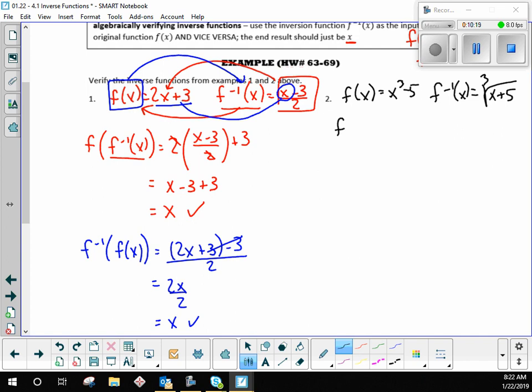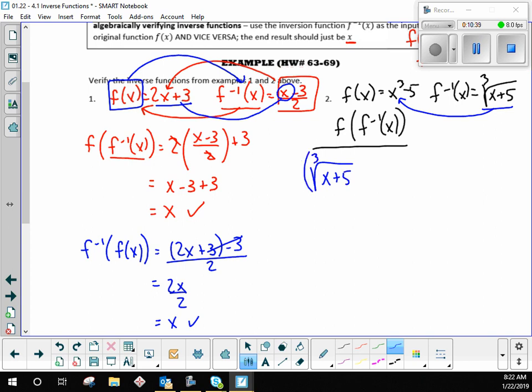Okay, here is where I'm going to do f of f inverse. So that means this is my input for this. So x is this, but I'm cubing x. So I'm cubing all of that, minus 5. The cube cancels out the cube root, leaving me x plus 5, the radicand. And the 5's cancel, leaving me x. So that's good.